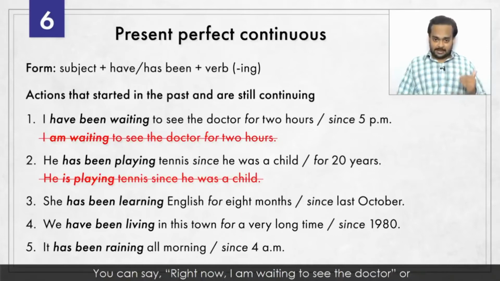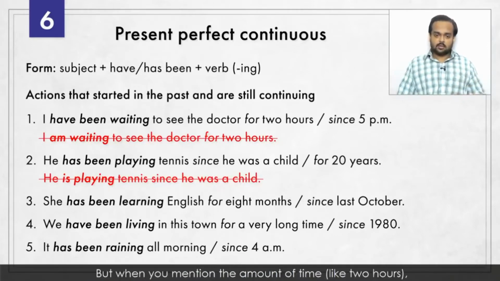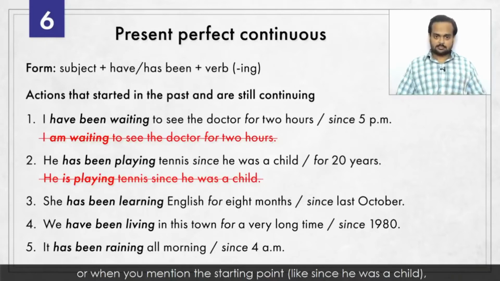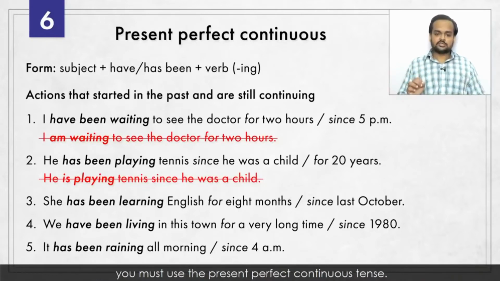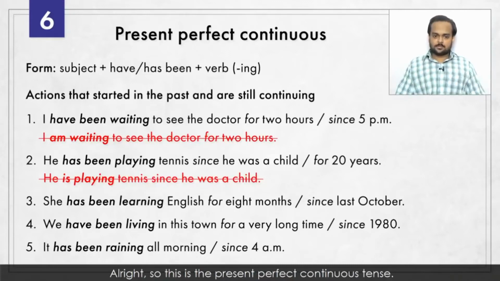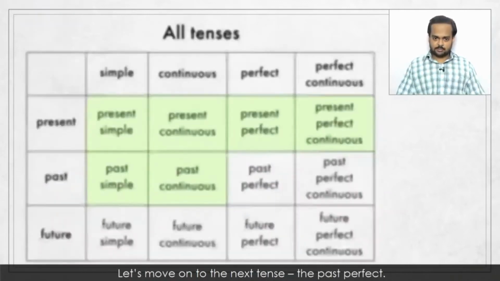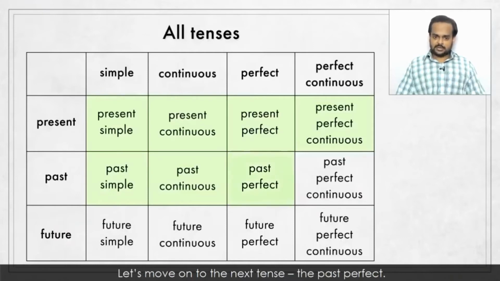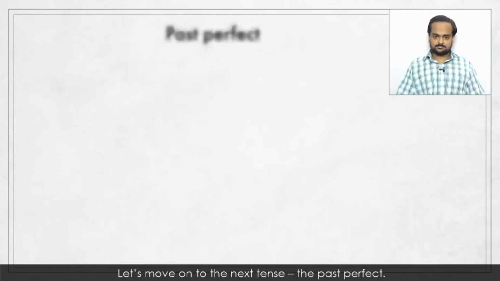You can say, right now, I'm waiting to see the doctor, or he is playing tennis. But when you mention the amount of time, like 2 hours, or when you mention the starting point, like since he was a child, you must use the present perfect continuous tense. This is true with the other sentences here as well, so keep this point in mind. All right, so this is the present perfect continuous tense. Let's now move on to the next tense, the past perfect.